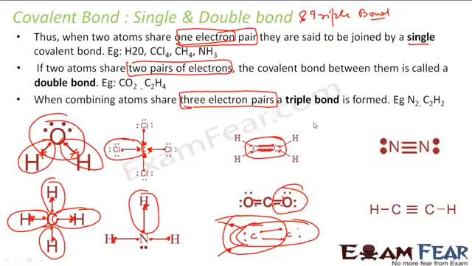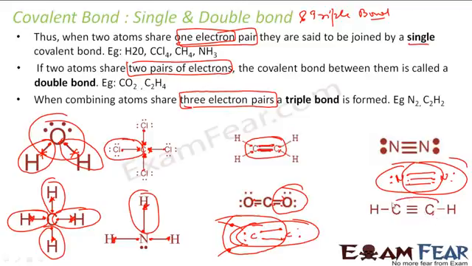Similarly, if you see for triple bond, 3 electron pairs are shared, because nitrogen had 5 electrons. This one also has 5 electrons. So for it to complete its octet, it needs 8 electrons. So what will it do? It will share 3 electrons. So if you see, these 3 electrons are shared. Since 3 electron pairs are shared, it is a triple bond. Correct? For example, in ethyne also, carbon shares 3 electron pairs with this carbon. So it is a triple bond.